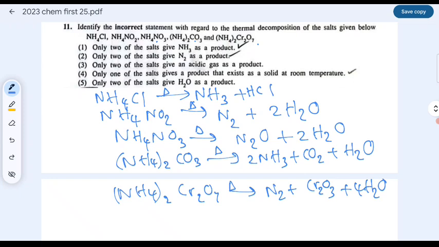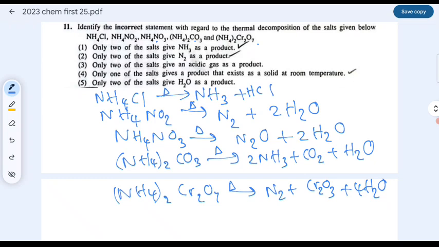Ammonium chloride gives ammonia and HCl upon thermal decomposition. Ammonium nitrite gives N2 plus water. Then ammonium nitrate gives N2O plus H2O. Then ammonium carbonate gives ammonia plus carbon dioxide plus H2O. Then ammonium dichromate gives N2 plus Cr2O3 plus 4 water. So these reactions you should remember, right? Now let's go to the answers.